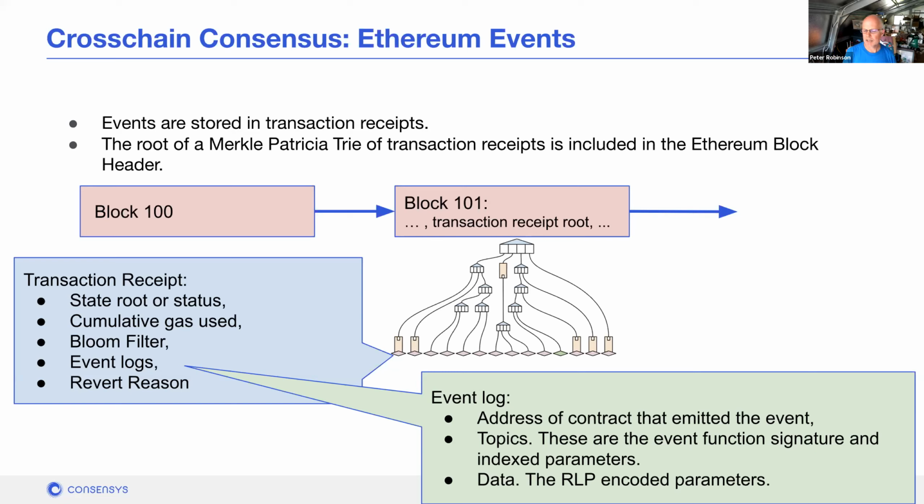Importantly, the event logs. And so the event logs contain the address of the contract that emitted the event, the topics. So a topic is the function signature, but also it can be, if you've got an indexed parameter, the index parameter value as well. And also it's got data as well, so that it's the RLP encoding of those parameters that were passed into the event.